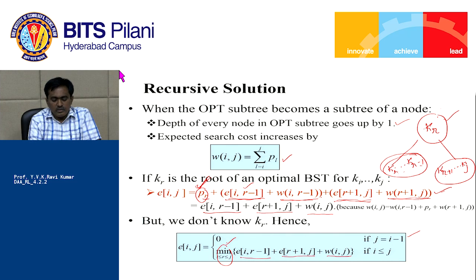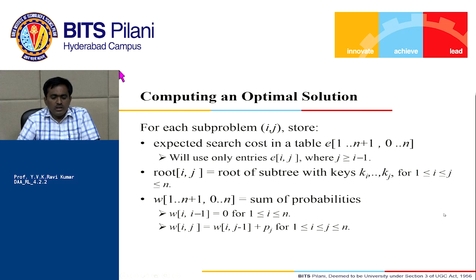From which we'll pick the one which is minimum, which gives the optimal binary search tree for the problem which we are looking for. Now, how to find or how to compute an optimal solution? For each subproblem ij, we are dividing the problem into various subproblems. Now, what to find the optimal solution?